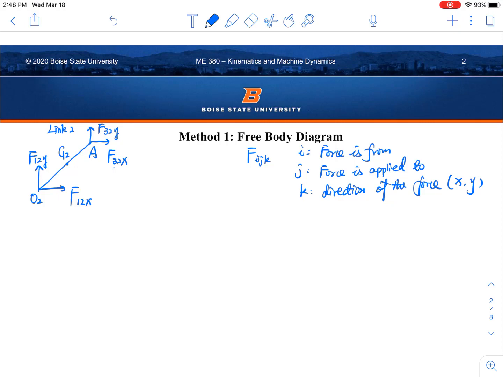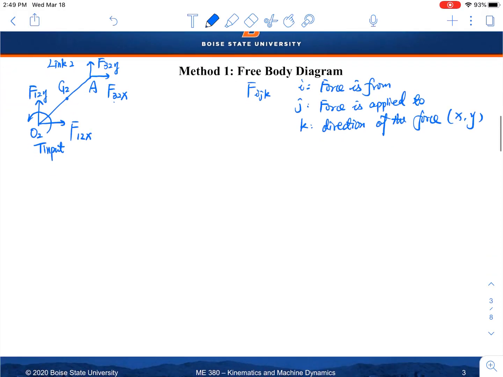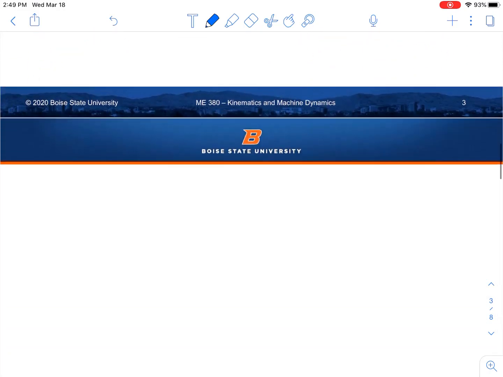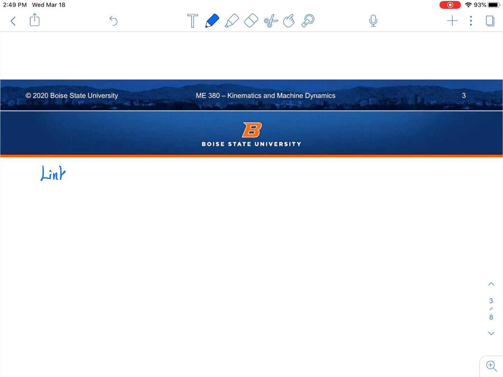We're missing the input torque, T input, because there is a torque applied by the motor. So this is the free body diagram for link number 2. We can draw a similar free body diagram for link number 3. Let's start from a new slide, because we're going to need a lot of space to derive the equations. So we have link number 3, and the joints are A and B.